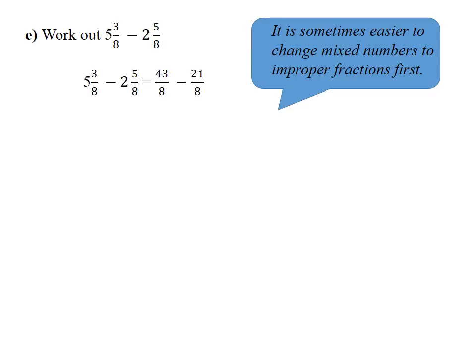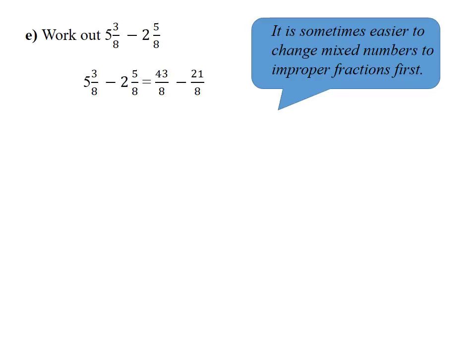So to do that, the 5 from the 5 3/8, you need to multiply that by 8 and then add the 3. 5 eights are 40 plus 3, 43. So that's how we get the 43/8. And then we're going to take away the 2 5/8. To change the 2 into the number on the top, the numerator, we're going to do 8 times 2, that's 16, plus 5 is 21.